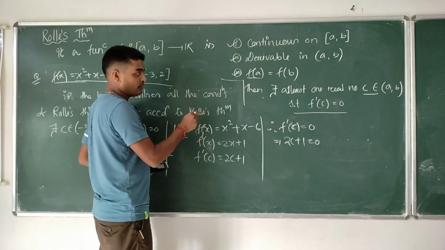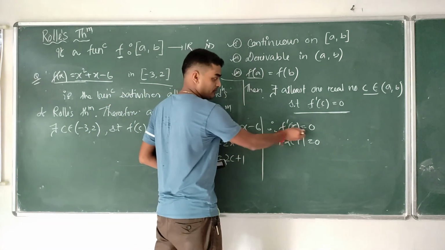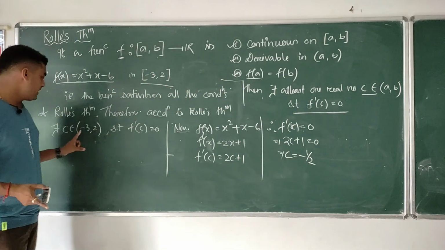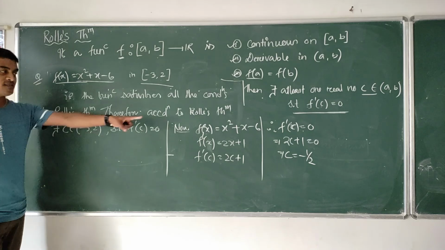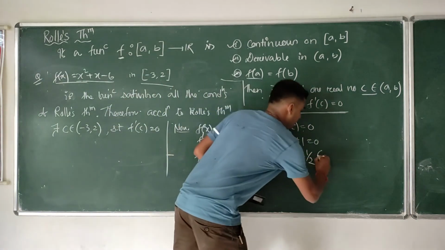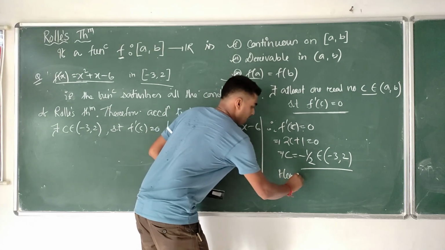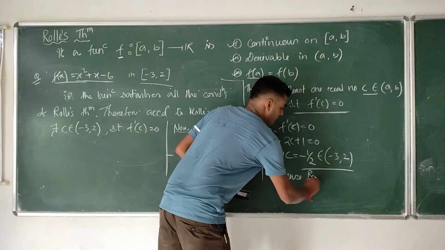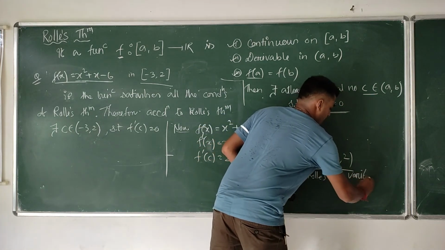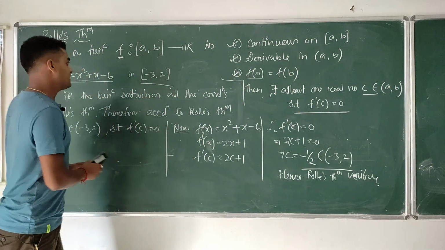So to find out the value of c, what is the condition to be satisfied? F dash c should be equal to 0. That's why I have written f dash c equal to 0. This implies c is equal to minus half. Now my question is that c should lie in where? In between minus 3 and 2. What is the value of c? Minus half. Does it lie between minus 3 and 2? Yes. Hence verified. Hence Rolle's theorem verified.